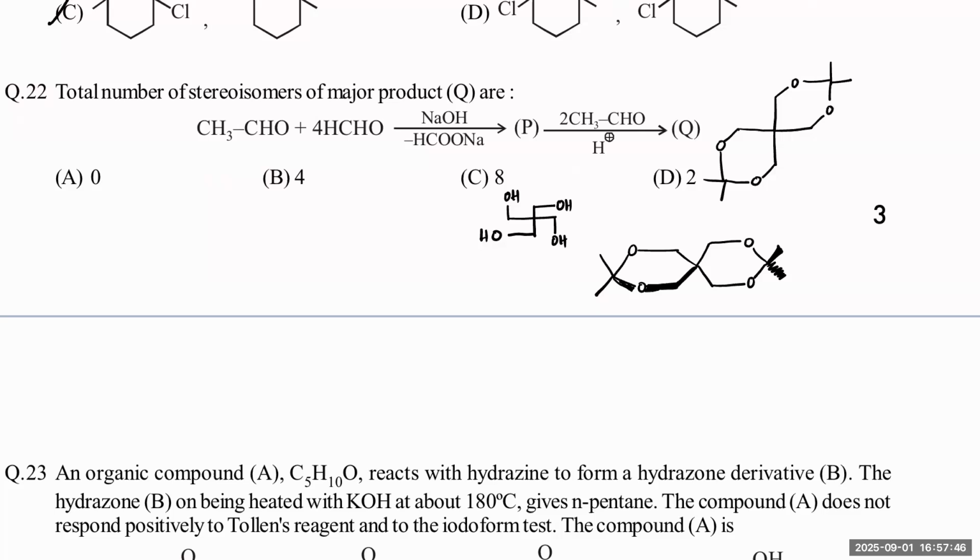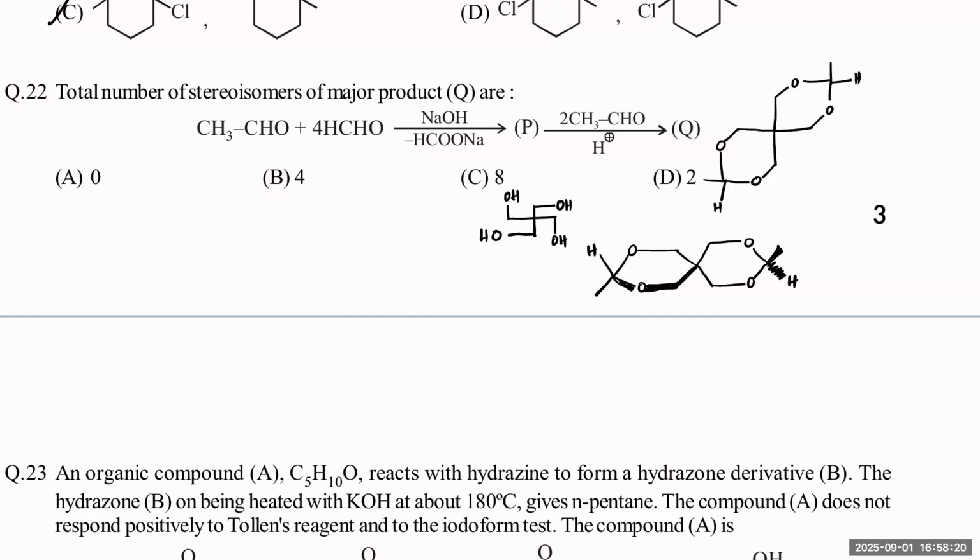So now tell me, total number of stereoisomers of the major product is how many? Sorry, one of them is H. One of them is H here because this is acetaldehyde, correct? Now, can you tell me, is there any plane of symmetry here? No, right? There is no plane of symmetry because both of them are not methyl. One of them is hydrogen.